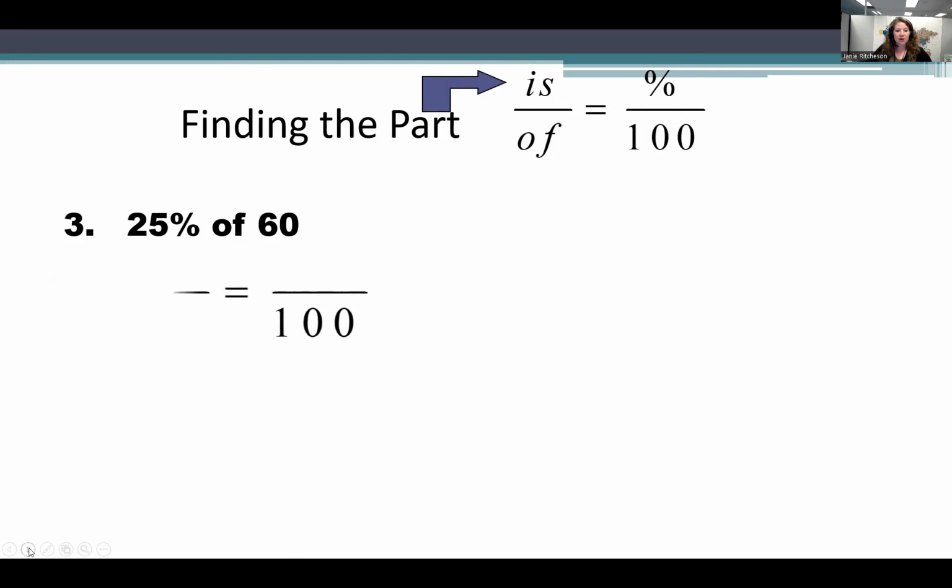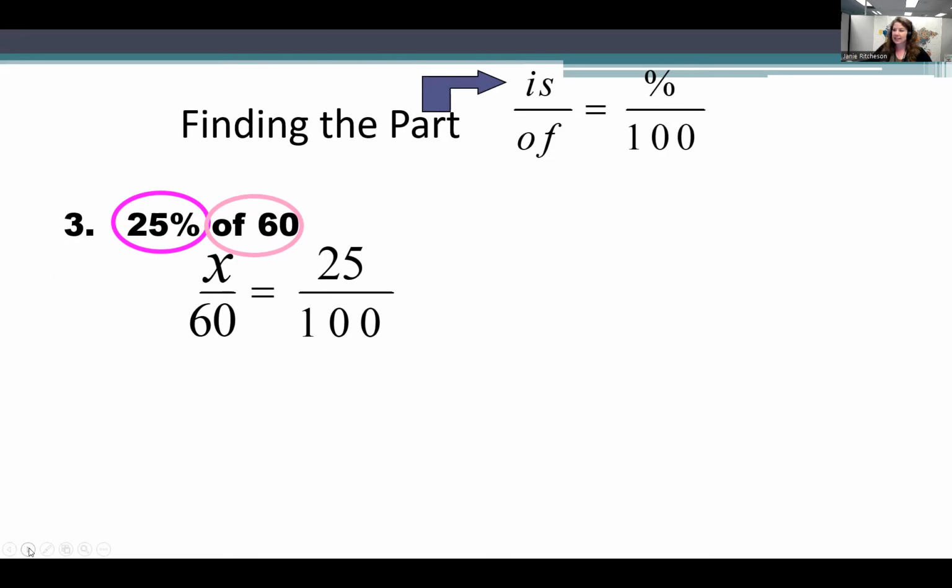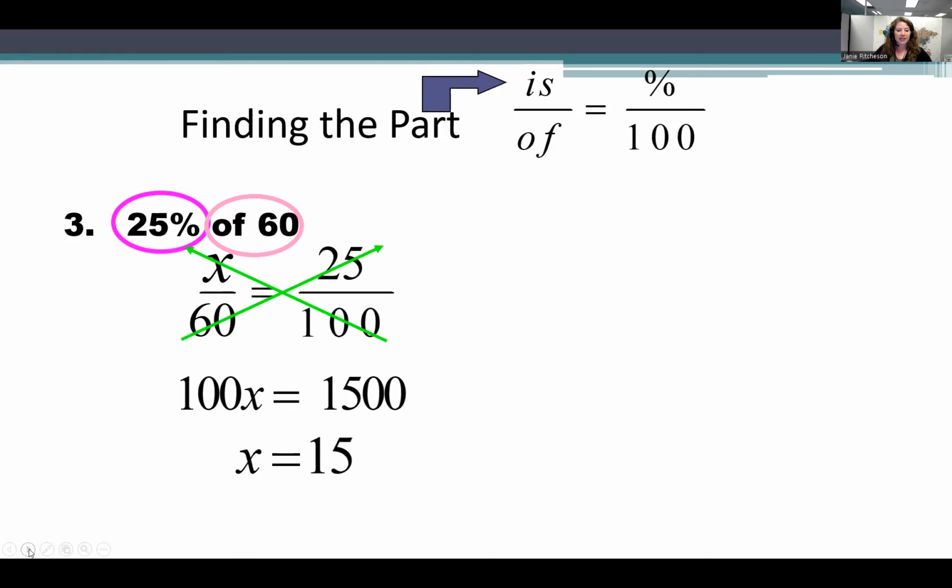All right, so on this one, hopefully you put your 25% over 100. The "of" 60 goes on the bottom. Yep, and we're missing our x this time. So to solve it, you're going to cross multiply: 100x equals, and then 60 times 25 is 1500. Divide both sides by 100, and your answer is x equals 15. And then if you want to check it, you can always say 15 divided by 60 in your calculator, which will get 0.25. And 0.25 as a decimal is 25%.